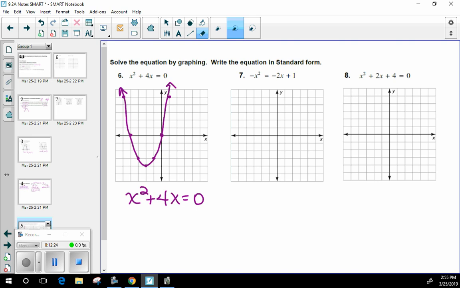And now we just have to identify where those x-intercepts are located. So where does it appear to intersect the x-axis? At x equals, what do y'all think? Negative 4 and x equals 0. And those are your solutions. That's it.